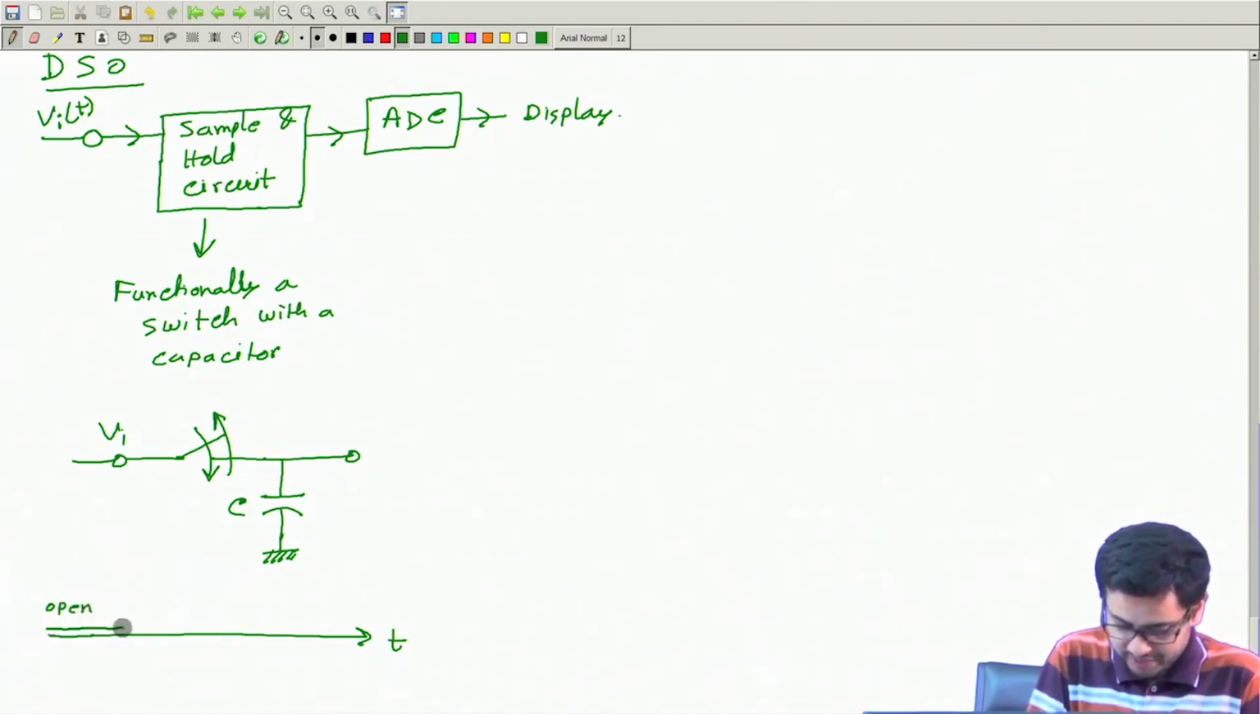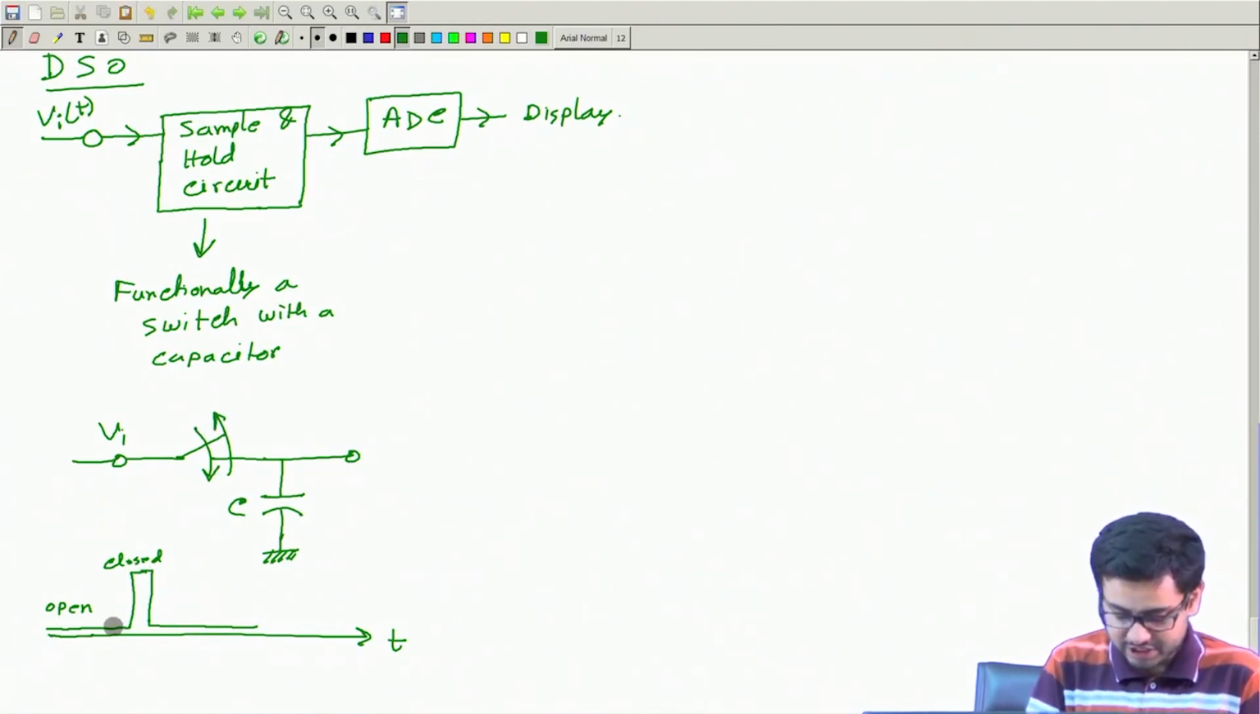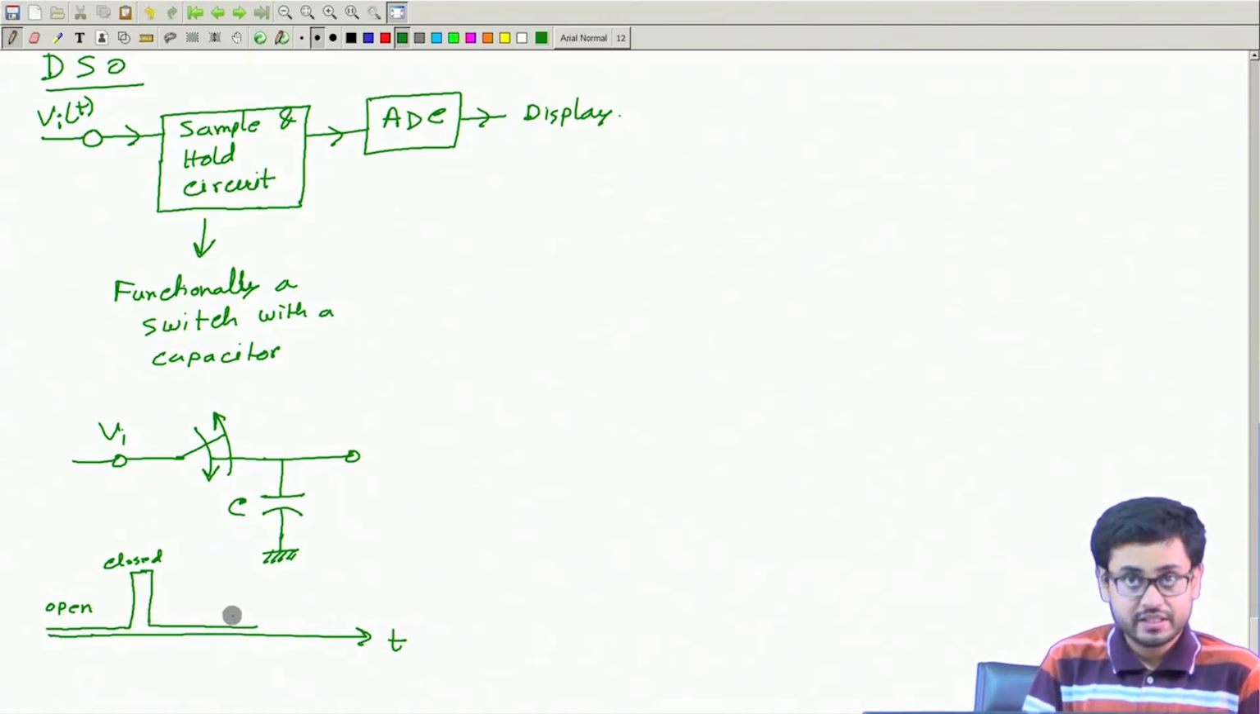See, here it is open, then it gets suddenly closed and then opened. Okay, this is not a voltage waveform. By this I mean if this is high, the switch is closed, or on, and if this is 0, the switch is off. So as a function of time, I close it for a brief moment and then open it. Then what will happen?